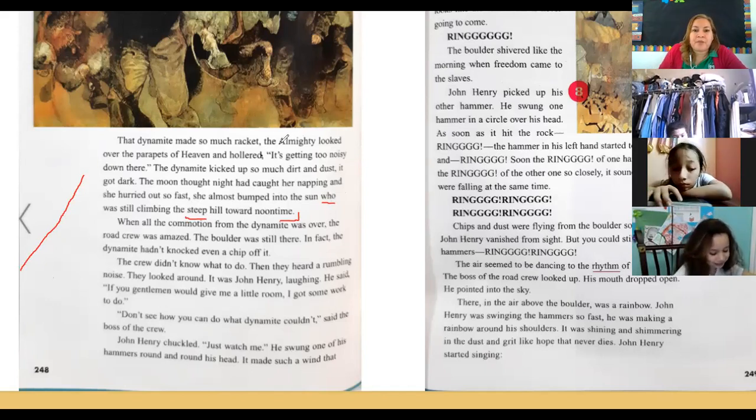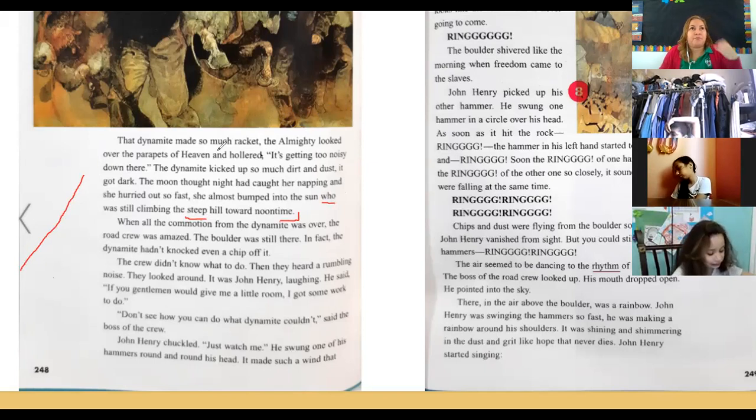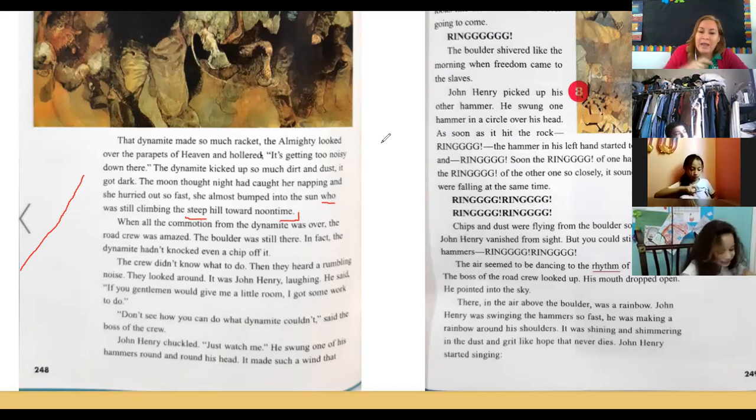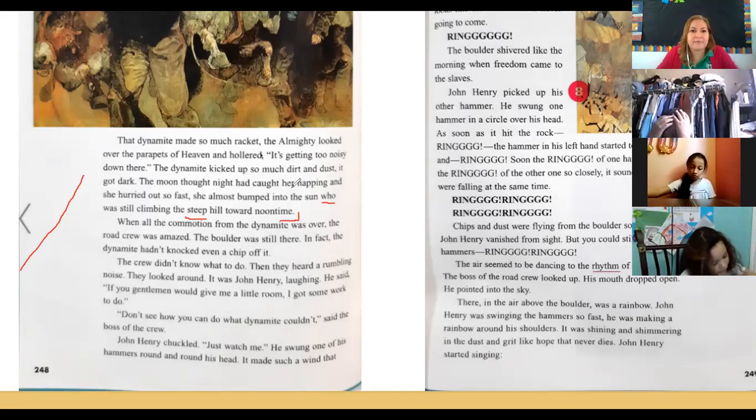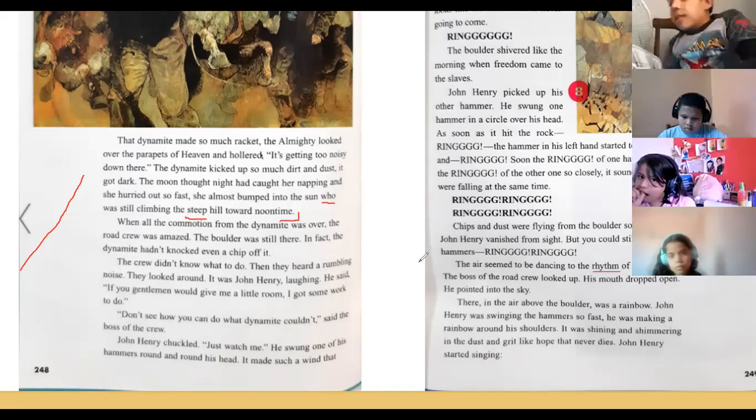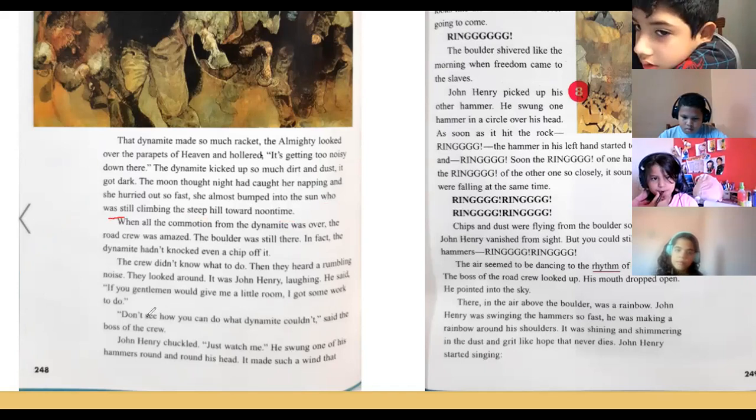Remember that yesterday when we stopped the reading, we read the part where the crew says, let us try with the dynamite, because John Henry says, okay, I will break up that rock. And they laughed because they couldn't believe he could do it. So they dynamited the rock and the explosion happened. So let's see if they really broke up the boulder. Okay. Hazel, continue, please.